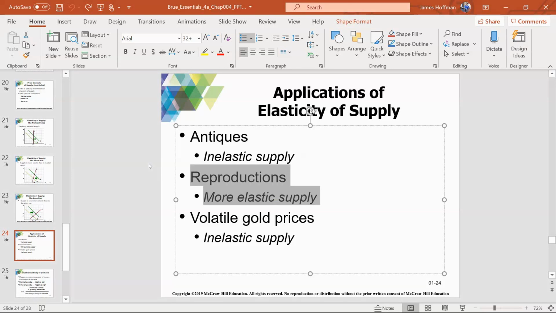Okay, now reproductions, if there's a change in the price of reproductions, you can just make more of them, so that's more elastic for suppliers.